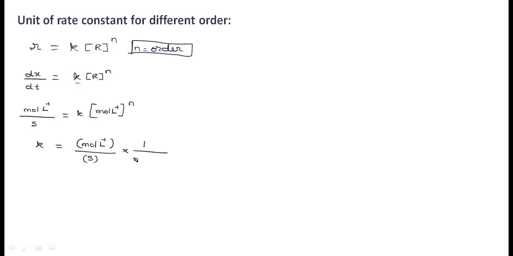Concentration of reactant power N. Now, try to mention the units apart from K. Now, change in concentration. Concentration is measured in mole per liter. Time is measured in second. Then again, this is the concentration of reactant, hence mole per liter power N. And if you rearrange for K, K will be equal to mole per liter divided by second into 1 divided by, a simple rearrangement.